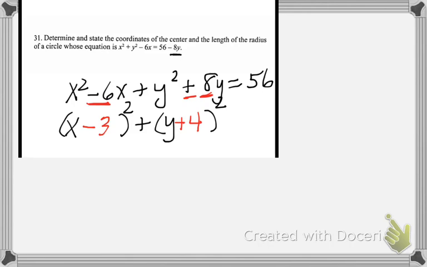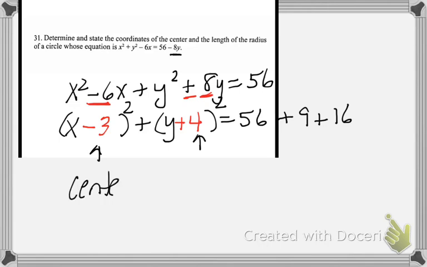Okay, and then we still have the 56 on the right side, but now we have to go back over here to this negative 3 and square it. That will give us 9, so we have to add 9 to the right side. And then here's 4, you have to square that, and you're going to get 16 on the right side. So based on this, we can see that the center of the circle is going to be 3, negative 4. And I got that from taking the opposite sign of negative 3, would be positive 3, and the opposite sign of positive 4 would be negative 4.